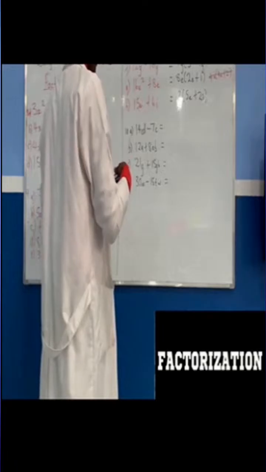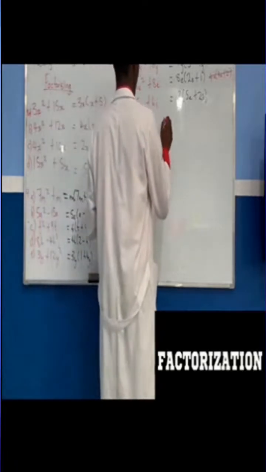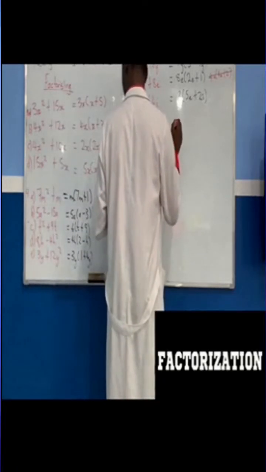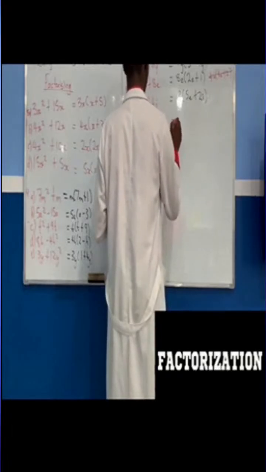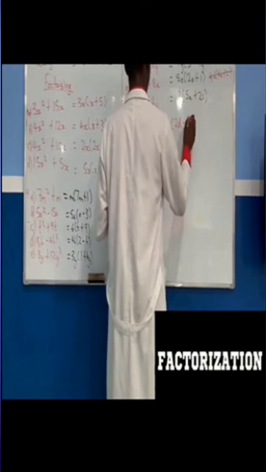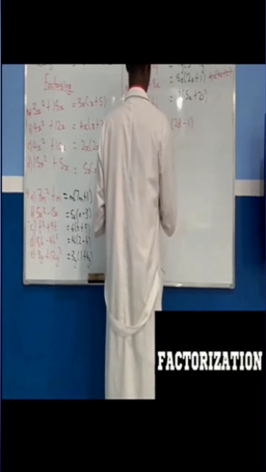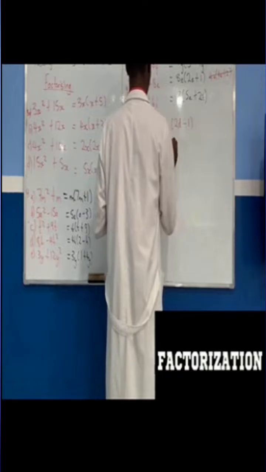So here we see that the common factor was 7c. So we write 7c bracket 2d minus 1. In the second, we see the common factor was 4a. So we write 4a bracket 3 plus 2b.